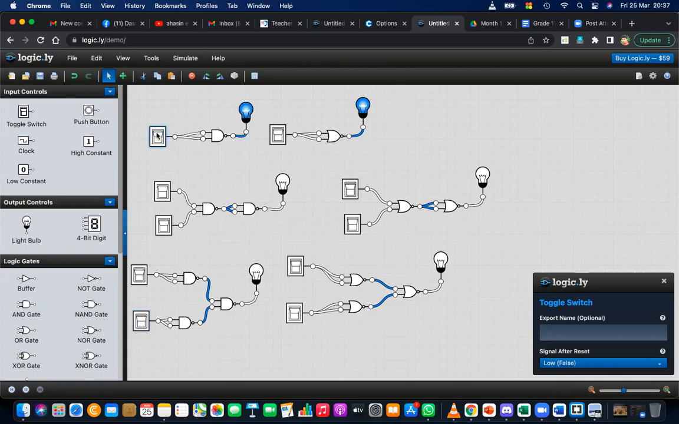Anyway, a switch has two statuses. You can see on, off, on, off, on, off, on, off. These are the two statuses that a switch has. It can turn on, turn off, turn on, turn off.